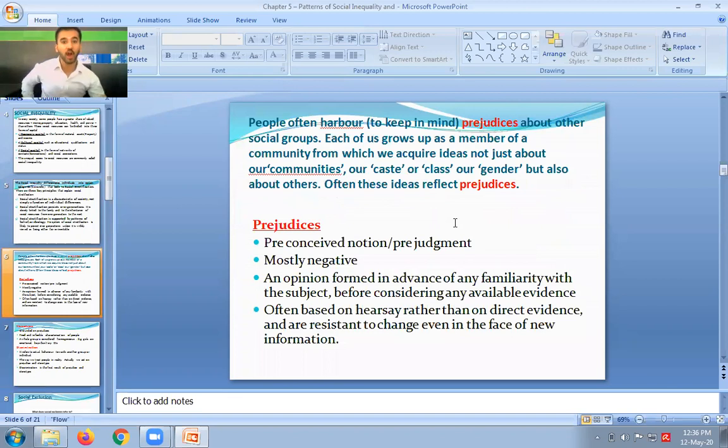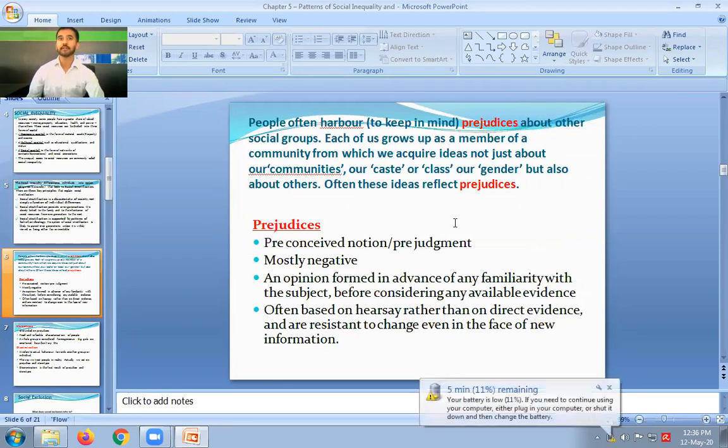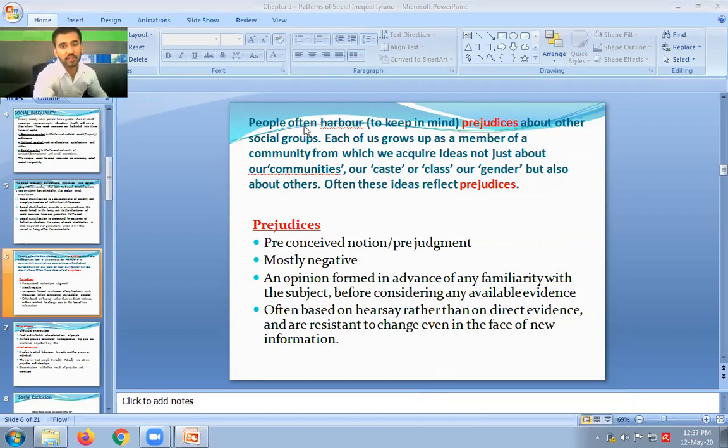Now, people often harbor, look, I've written the meaning of harbor also. People often harbor means they keep in their mind prejudices. Now what do you mean by prejudice? Prejudice means a prejudgment that is there in their mind. Many people say that women don't know how to drive, right? These are the prejudices that are there in their mind. Many people say that that section of society is not talented. People often think that. So what is this? This is prejudice, right? Now people often keep or harbor prejudices about their social groups.